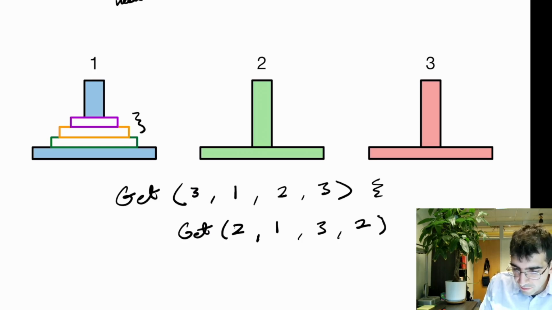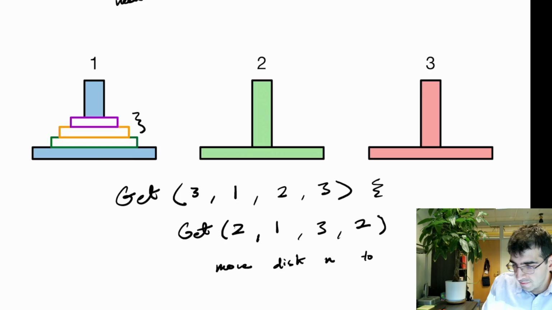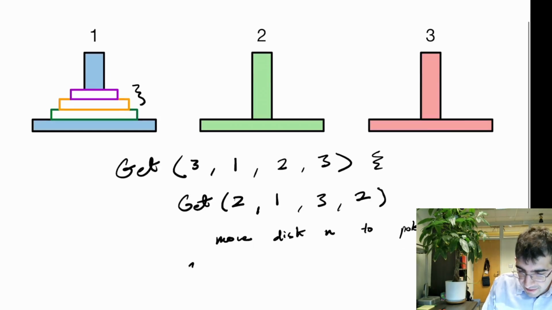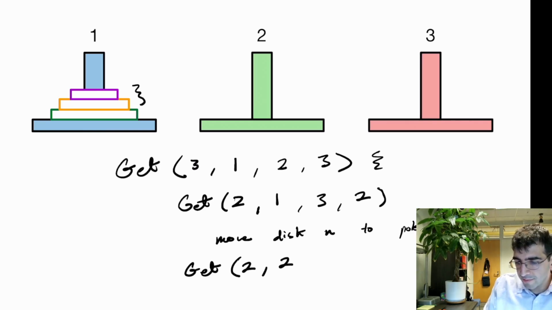And then we need to move disk N to pole 3. And then we need to get the 2 smaller disks that are now on the intermediate pole 2 onto pole 3 using 1 as an intermediate pole.